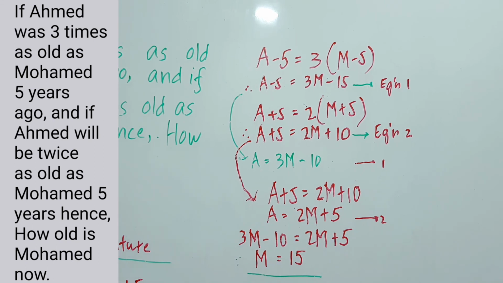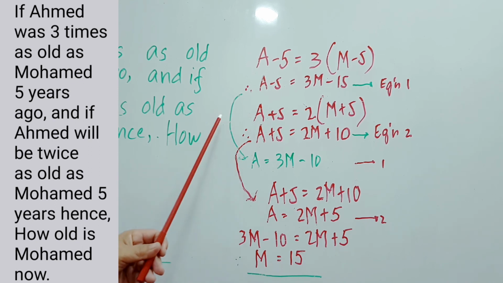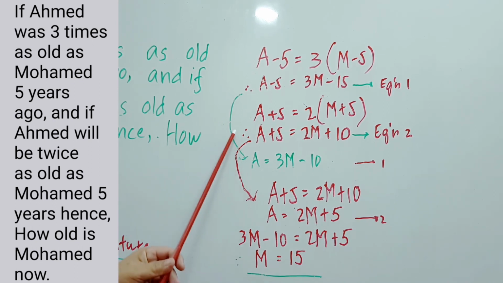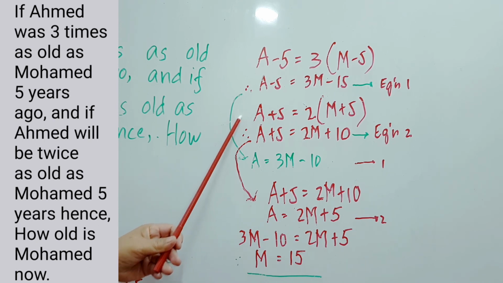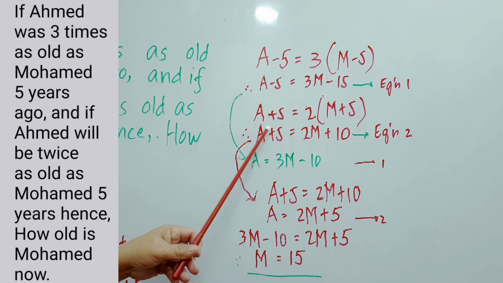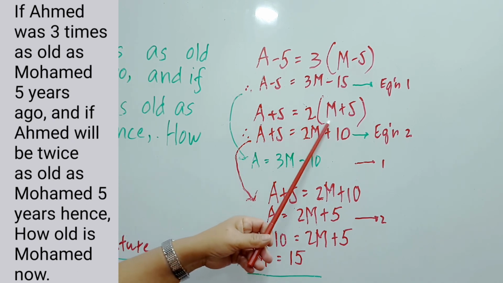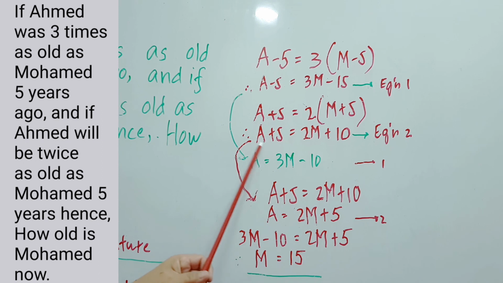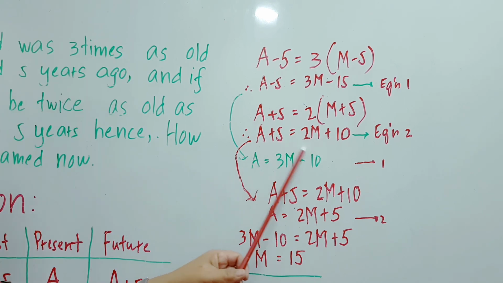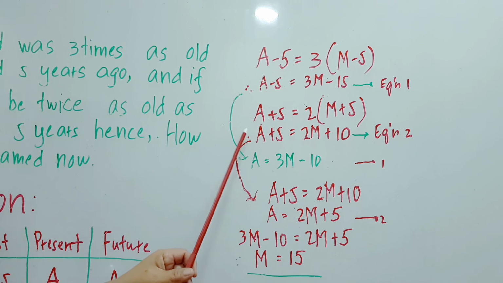Then another statement states that Ahmad will be twice as old as Muhammad 5 years hence, that means 5 years from now. So their ages will be A plus 5 and M plus 5. Making this equation, 5 years after, Ahmad is twice the age of Muhammad after 5 years. Solving this equation, A plus 5 equals 2M plus 10, this is equation 2. Solving for A will result to A equals 2M plus 5.